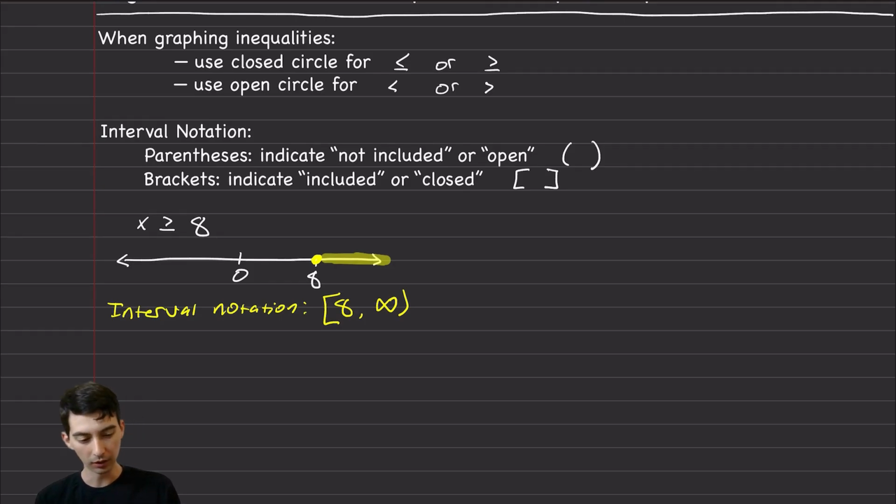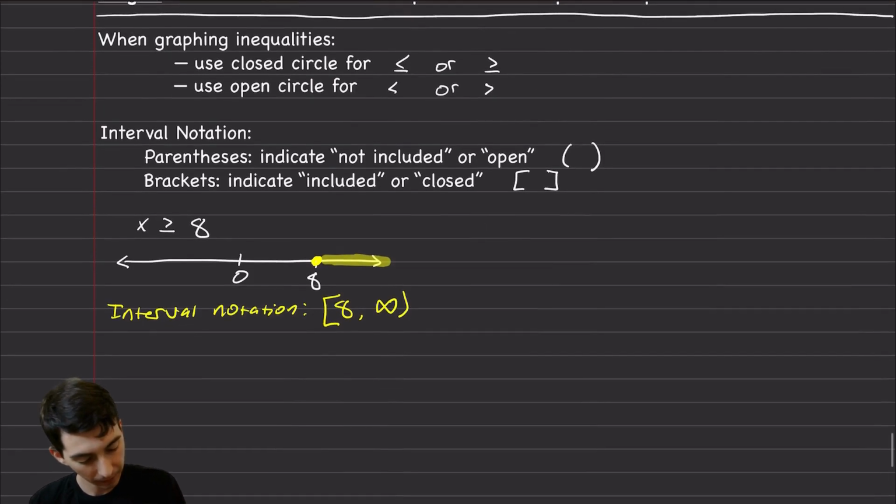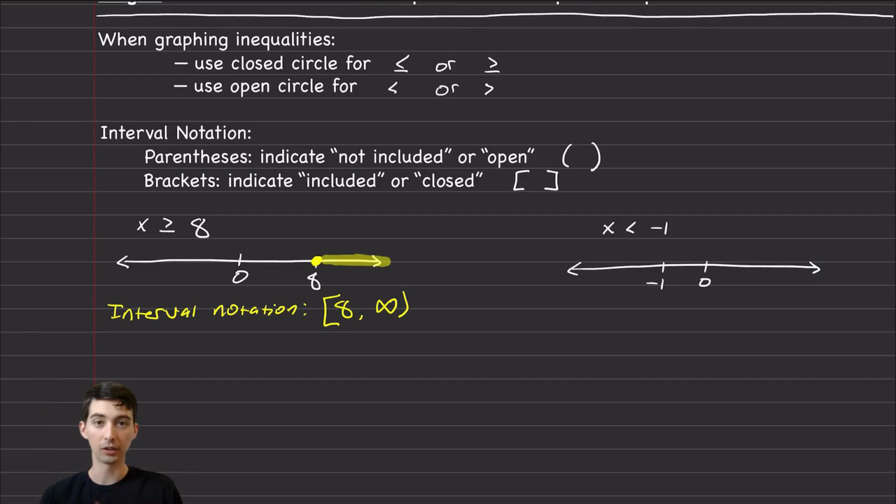Let's do one more. Now let's do x is less than -1. I'm going to plot 0, and I'm going to plot -1 to the left of 0 this time. Since we don't have the line underneath, I'm going to use an open circle at that point. And then I want all the values less than -1, which is all the values to the left, like -2, -3. All of those are further away from 0, so they're smaller, aka less than.